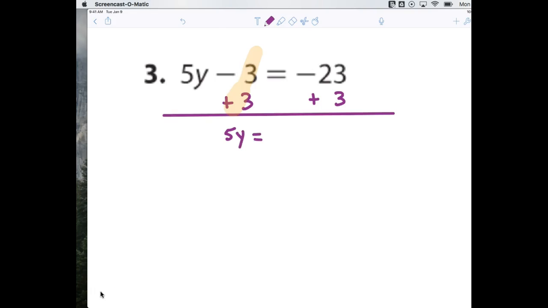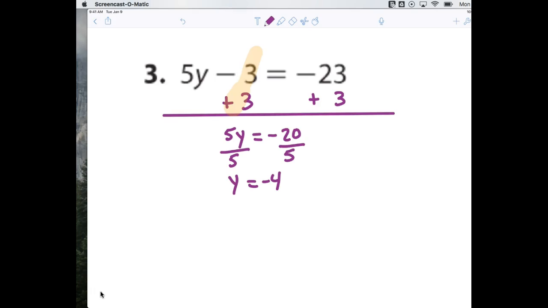5y equals negative 20. Everybody go with that? And now just divide both sides by 5. Divide by 5. Negative 4. Y equals negative 4. It's actually not that hard.